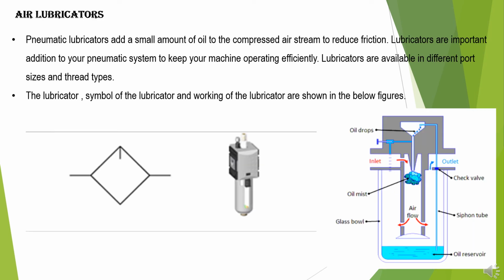Air lubricators. Pneumatic lubricators add a small amount of oil to the compressed air stream to reduce friction. Lubricators are an important addition to your pneumatic system to keep your machine operating efficiently. Lubricators are available in different port sizes and threaded types. The lubricator, symbol of the lubricator, and working of the lubricator are shown in the below figures.